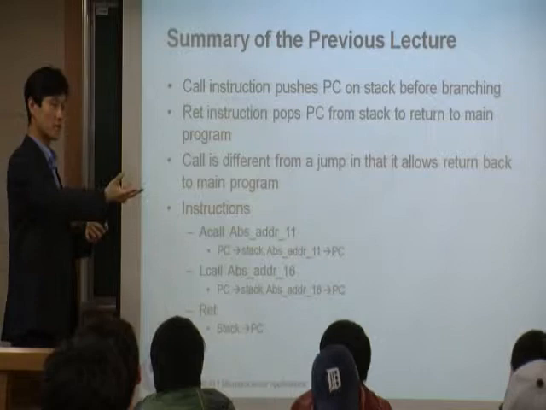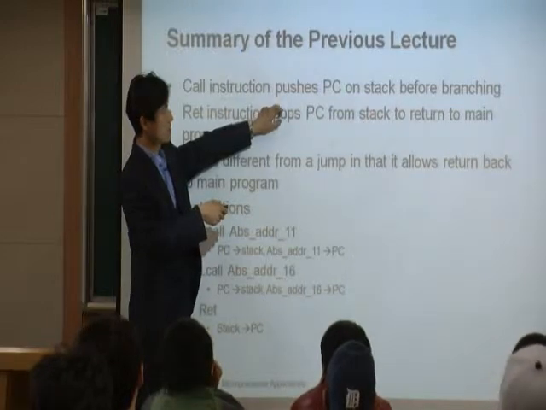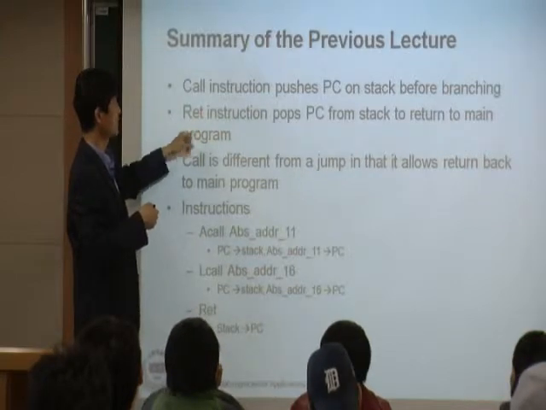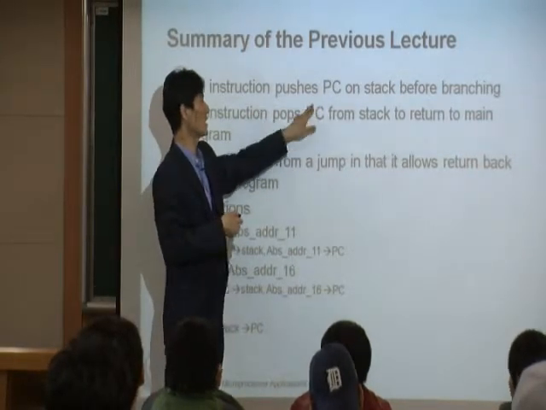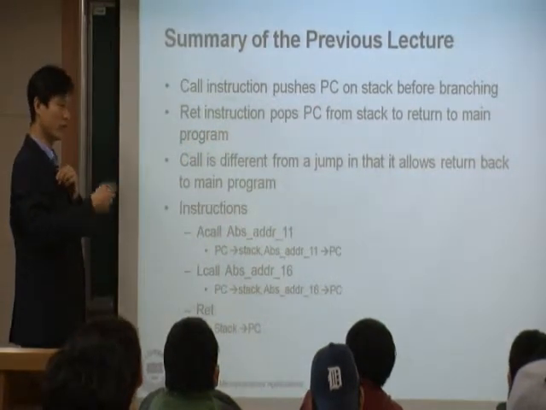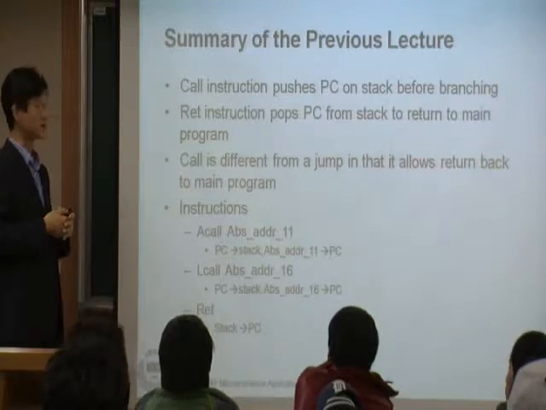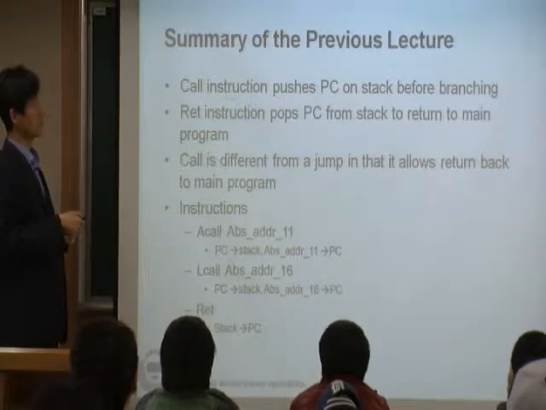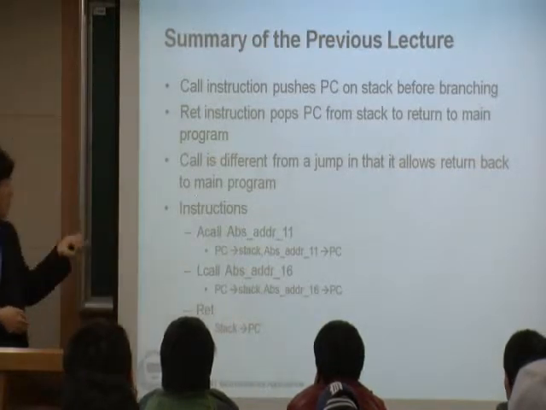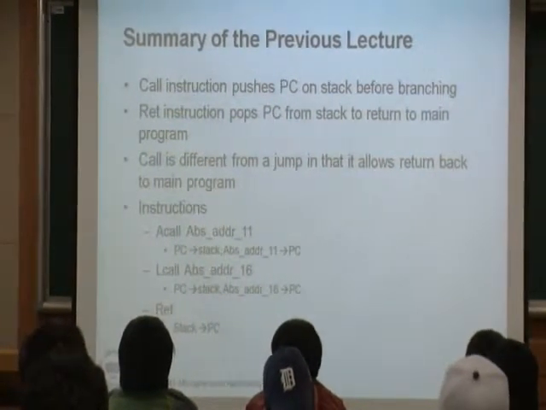But in order to come back, before you jump, you have to push the program counter value on the stack. So whenever you finish your subroutine, you will see return, and this return instruction pops the previous program counter from the stack and restores this program counter value. Therefore, you jump back to your original location. That's the only difference: using the stack to push and pop your previous address. In the call instruction, there are also ACALL and LCALL, same as AJMP and LJMP.